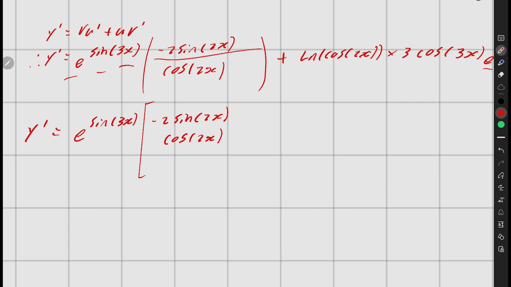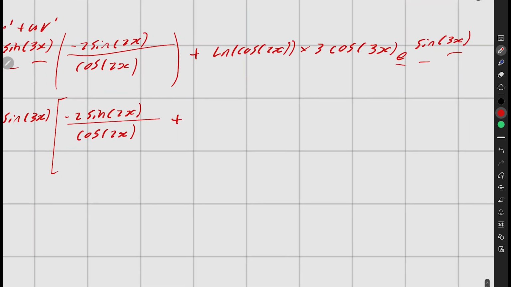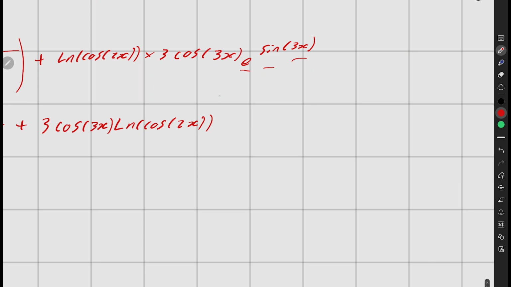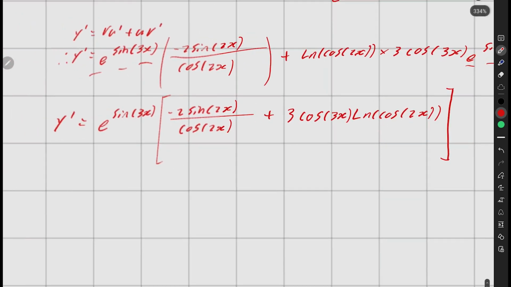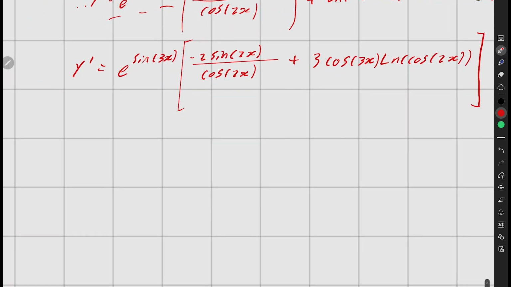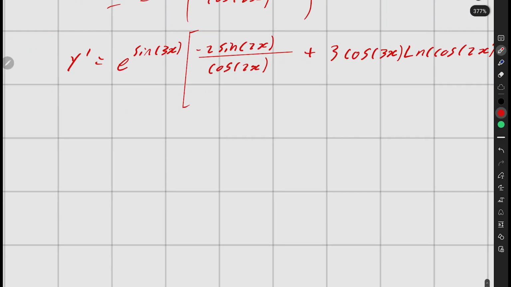And we're going to be adding on 3. Let's do 3 cos 3x multiplied by ln of cos 2x. And then we brought the e out the front, so we can close that. And that's our general solution. We could probably simplify this down a bit further as well.